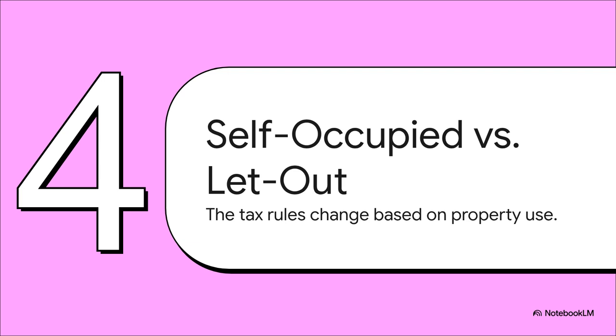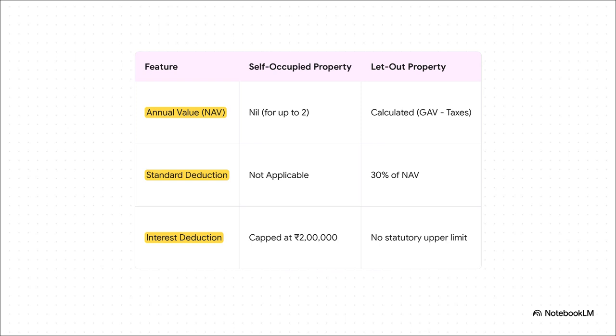Now, this is absolutely crucial to understand. These rules are not one size fits all. The tax treatment changes completely based on one very simple question. Do you live there or do you rent it out? Let's put them side by side and see just how different they are. For your own home, the annual value is just nil, zero, which means that 30% deduction doesn't apply, and your interest deduction is capped. But now look at a rental property. You have to calculate the NAV. You get that standard 30% deduction, and here's the kicker. There is no upper limit on deducting your home loan interest. That is a massive difference for landlords.